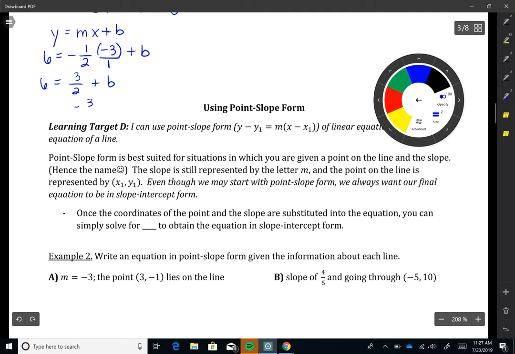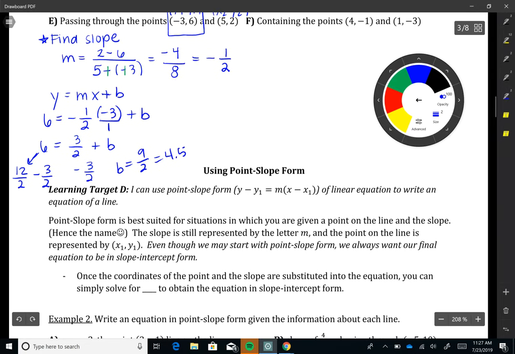Well, if I want to subtract 3/2 from 6, 6 needs to be written with a common denominator. So how many halves is 6 wholes? Well, that would be 12 halves. And I have to subtract 3/2 from that. So when I'm subtracting fractions, I just take the numerators and I say, hey, what's 12 minus 3? And that's 9. So my b value is going to be 9/2, which is equivalent to 4.5 if you did it like that.